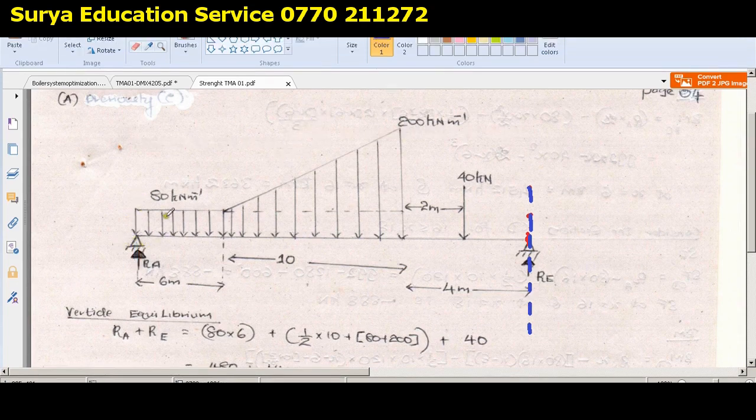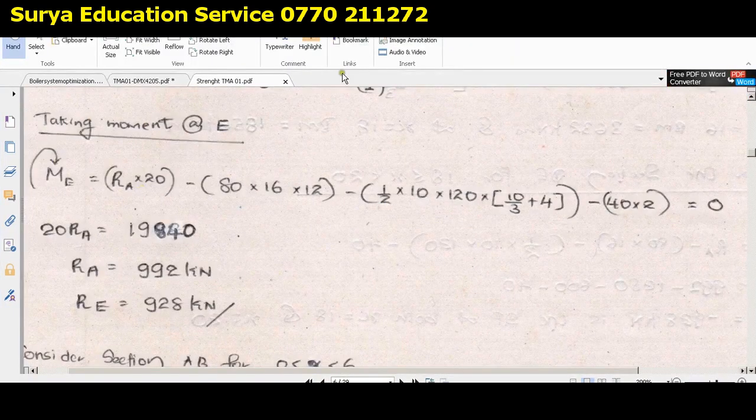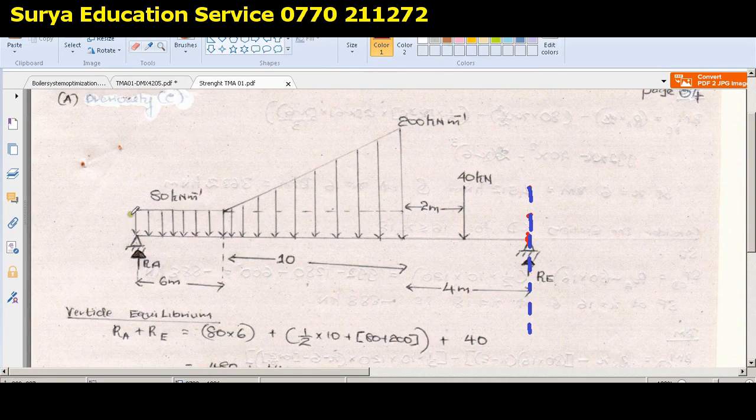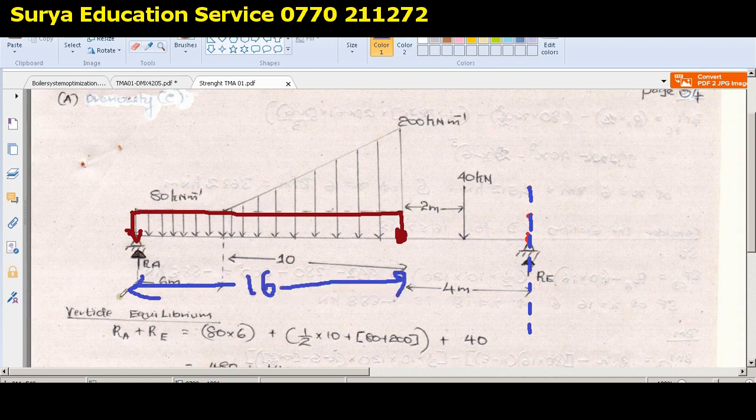Now how to get the moment due to this uniformly distributed load? So now this part is okay. Now let's see how you are getting this part, this 80 into 16 into 12. Starting from this end and up to here, you have that uniformly distributed load. So what is the length of this span? That is 16. Okay, so now it's very easy.